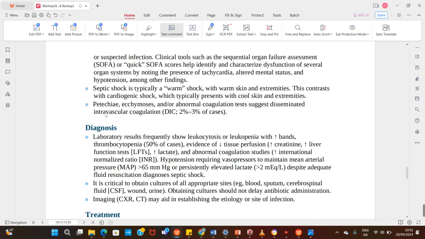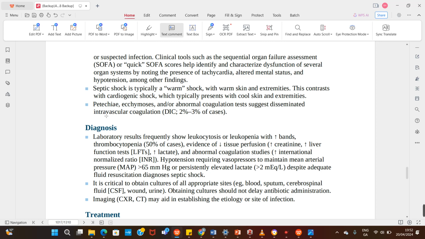So there's going to be activation of the clotting factors, clot formation, which can eventually lead to DIC at the end of the day when it's widespread. So you can see signs of bleeding like petechial rash, ecchymosis, abnormal coagulation parameters like abnormal high INR, PT and the likes. So those are the features you see in an individual with septic shock.